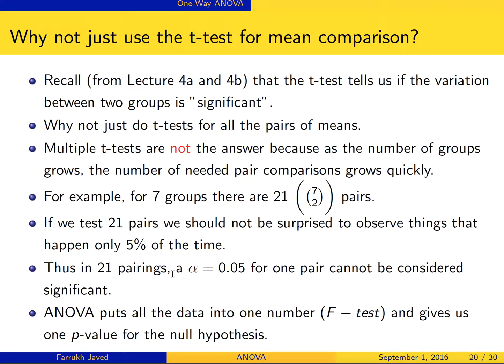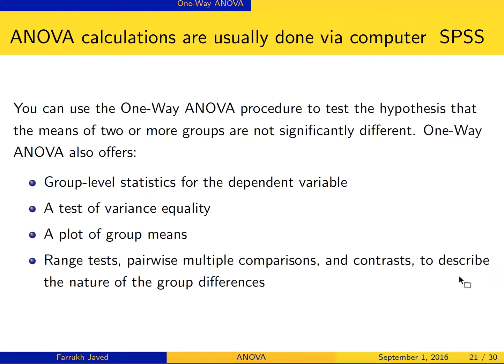Thus, in 21 pairings, alpha 0.05 for one pair cannot be considered significant. Also, in ANOVA, we put all the data in one test, which is the F test, the F distribution. So it gives us one p-value in the end for the null hypothesis. So what could be a better way?